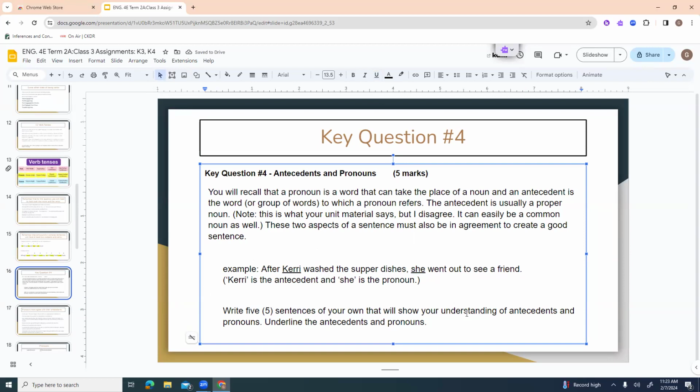They want you to write 5 sentences of your own that show your understanding of antecedents and pronouns. They also want you to make sure that you underline the antecedents and the pronouns. Now, it's best if you can put it in one big sentence, but sometimes with how sentences work, you might have 2 short sentences. Like if I had said, Carrie washed the supper dishes, period, she went out to see a friend, period. The she is still referring to the Carrie in the previous sentence. It's just you want to keep them close together. If you had 2 really long sentences, it might be confusing as to who she was referring to.